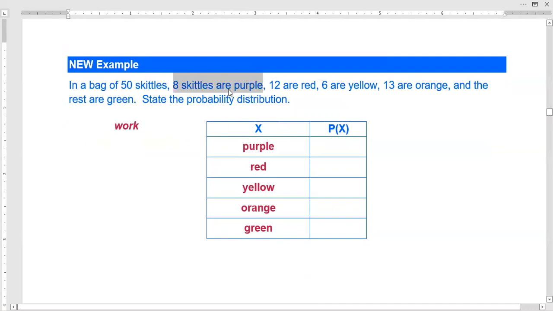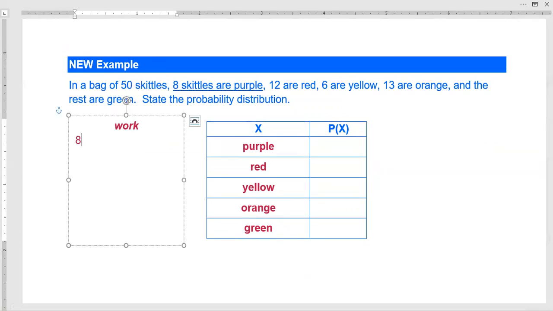I'm just going to underline it as I talk about it. So we're given a number of Skittles, not a percentage of Skittles. So we can't just move the decimal point. Instead, we're going to have to take the number of purple Skittles out of the total number of Skittles. So over here on the side, I'm going to do 8, and I'm going to divide that by 50. And that gives me 8 over 50 is going to be 0.16.